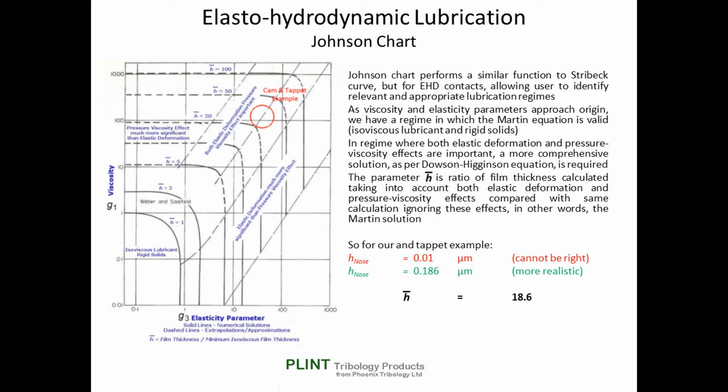The parameter h bar is the ratio of the film thickness calculated taking into account both the elastic deformation and pressure viscosity effects compared with the same calculation ignoring these effects, in other words, the Martin solution. So for our Cam and Tappet example, H nose equals 0.01 microns, the incorrect Martin solution, and H nose using Ertl-Grubin equals 0.186 microns, thus making H bar equal 18.6.